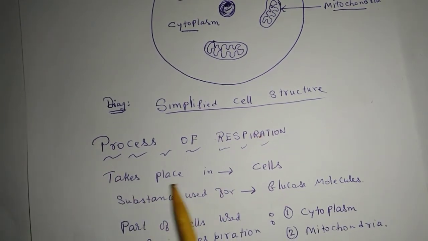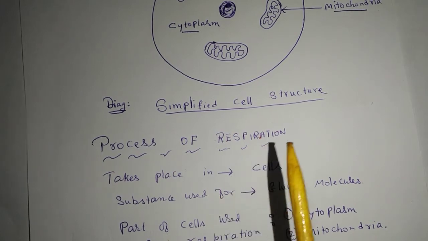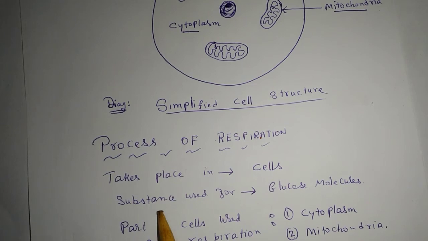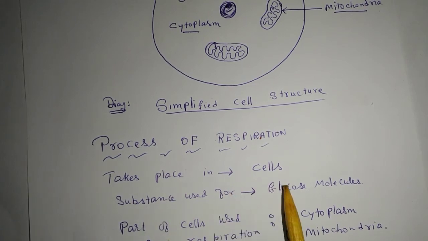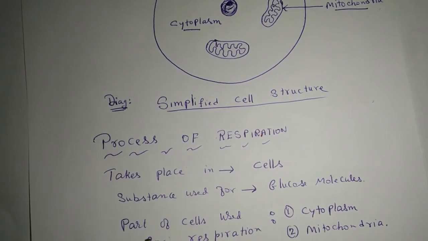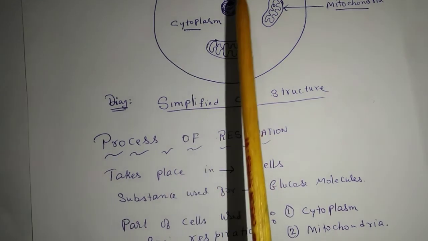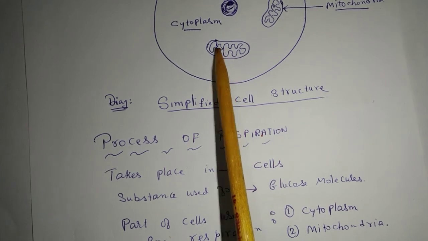Now, the respiration takes place inside the cells, and the substance that is used for respiration is the glucose molecule, and the parts of the cell that are used for respiration are two: cytoplasm and mitochondria.